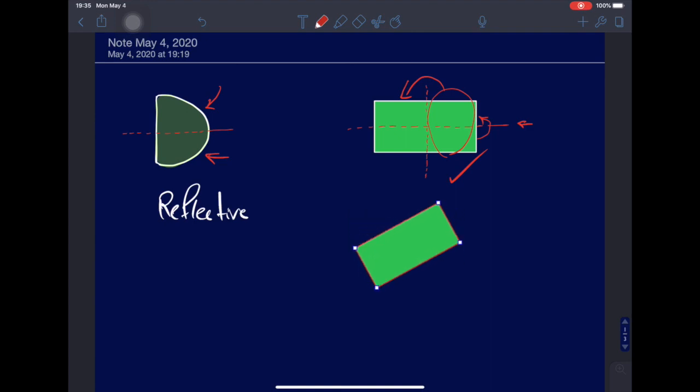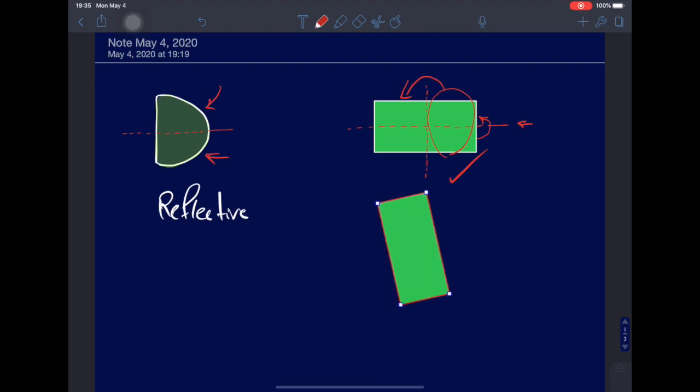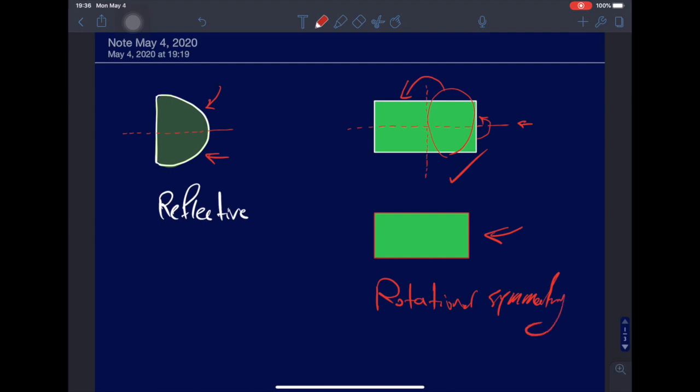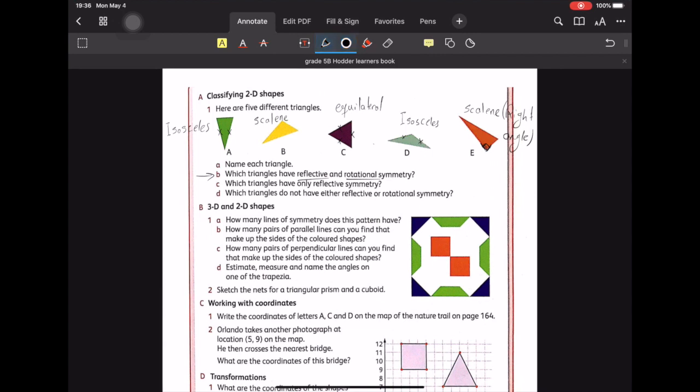Let's continue. We might have more. No, no, still no. I'm about to make a full turn and over. We do not count the full turn itself. So before the full turn, halfway through the rotation, I faced a shape which was identical to this one. So in this case, I would say that my rectangle has rotational symmetry. Now let's think about the shapes. Question B says, which of the shapes have reflective and rotational symmetry?